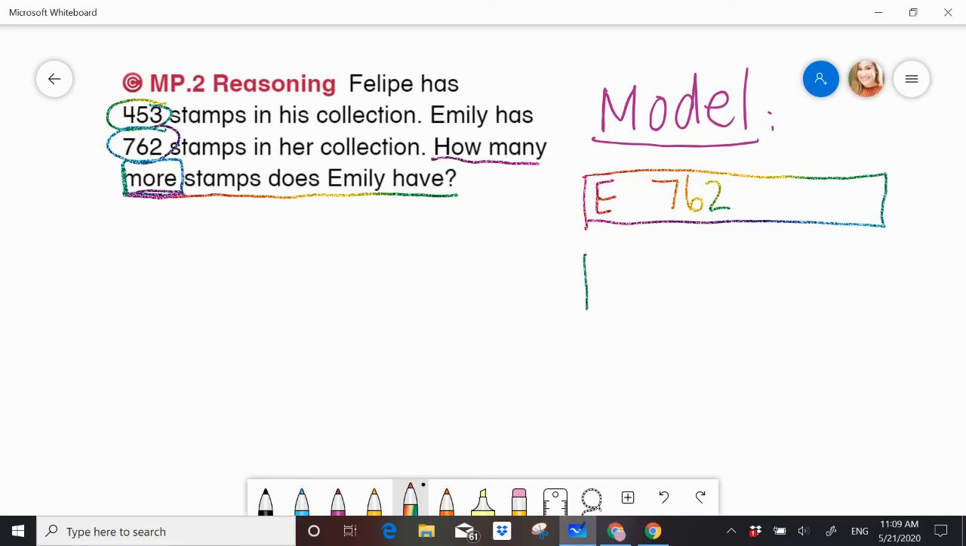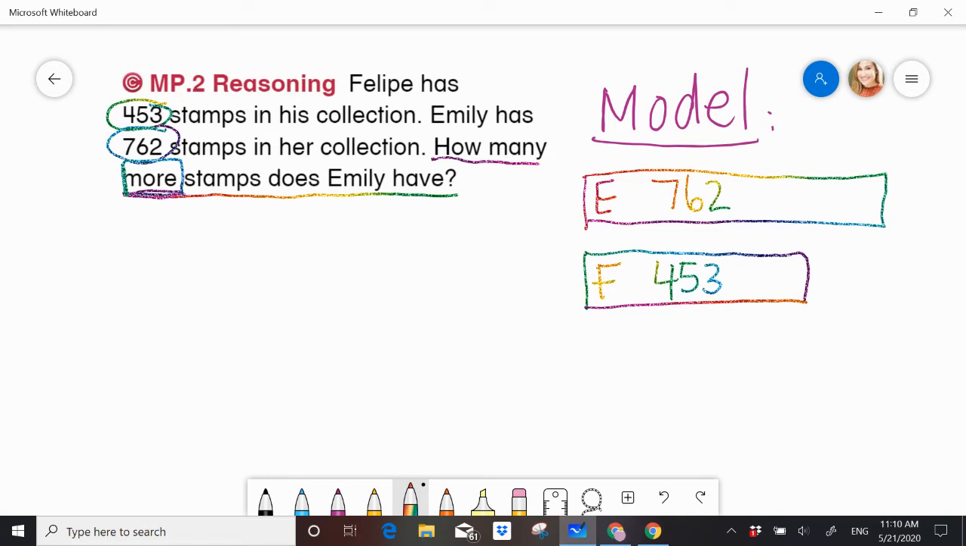So I'm going to start them at the same spot. Then I'm going to draw his, and it's going to be just a little bit less because I know a number in the 400s is less than a number in the 700s. So I'm going to put an F for Philippe, and I'm going to write his total, 453. Cool. So now the question is, how many more stamps does Emily have?